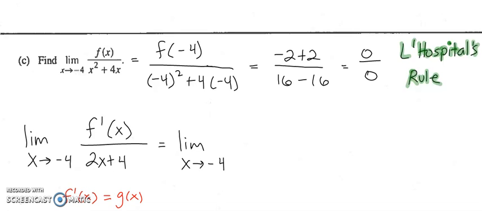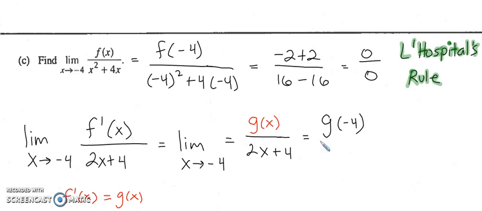An error occurred in my last video and I had to pretty much restart from this second video. But what I was saying is that I had f prime of x, which is g of x. So what I'm looking at is the limit as x approaches -4 of g of x over 2x plus 4. And that's pretty much g of -4 over 2 times -4 plus 4.